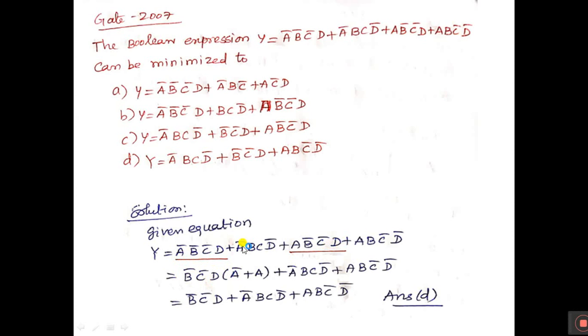The remaining terms are A bar plus A, and A bar plus A becomes 1. So there is no need to reduce this equation further, just only 3 terms are given. So the final answer is B bar C bar D + A bar B C D bar + A B C bar D bar. Whatever equation we are getting is similar to option D. So the correct answer is option D.